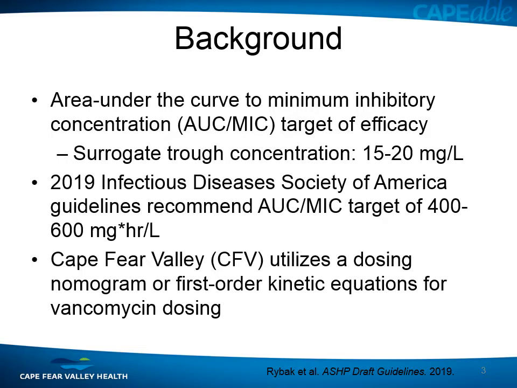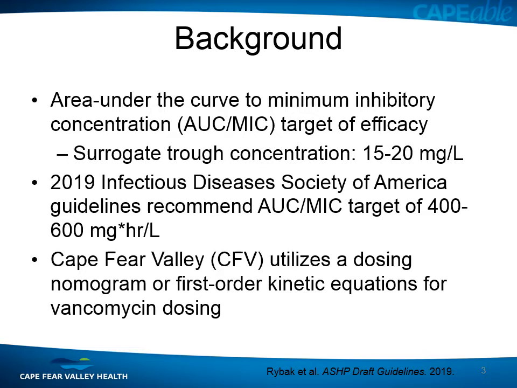Vancomycin is a glycopeptide antibiotic that has been in use since the late 1950s. Its target of efficacy is best measured by area under the curve to minimum inhibitory concentration, or AUC to MIC, as I will be referring to it moving forward. However, this has been cumbersome to calculate, so we've been using surrogate trough concentrations of 15 to 20 milligrams per liter to represent this AUC to MIC target.